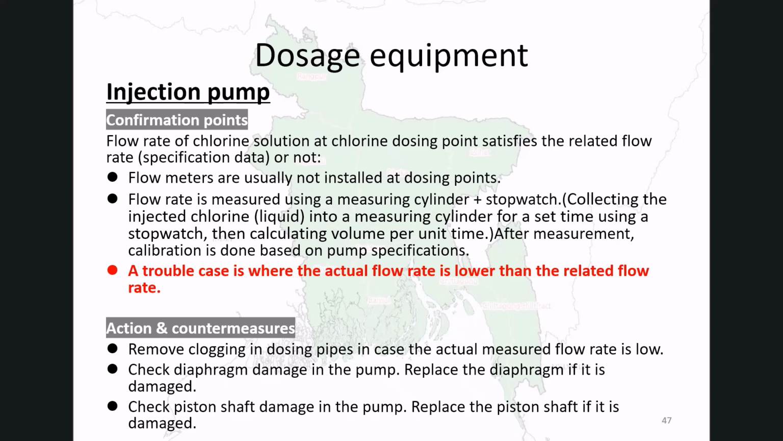If the actual flow rate does not match the designed level, there can be several possible causes, and you can consider action and countermeasures. 1. Removing the clogging in the pipes by flushing them off, scraping the inside with a brush. 2. The diaphragm may be damaged and require replacement. 3. The piston shaft may also be worn or damaged, then replacing it can improve the flow rate.